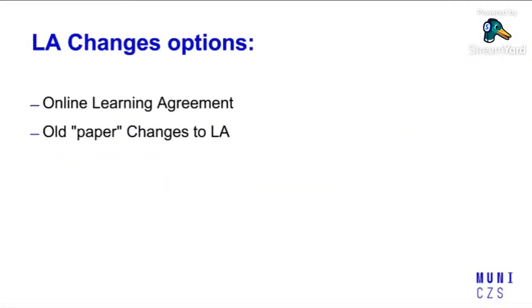There are two options how to make changes to learning agreements. Most universities should be using online learning agreements. However, some universities are still using the old paper version of the learning agreements. I will explain to you how to make changes if you use either the online version or the paper one.